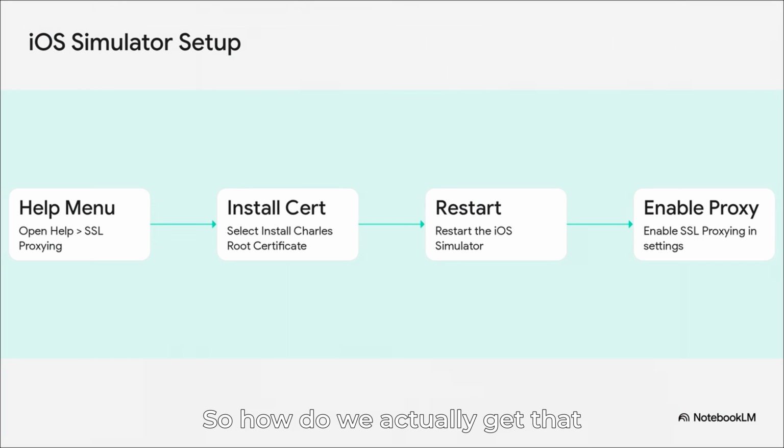So how do we actually get that sweet, decrypted view? Well, if you're working on an iOS simulator, it's honestly a breeze. You just pop open the Help menu, navigate down to SSL Proxying, and select Install Charles Root Certificate. Now, a quick heads up here, and this is absolutely crucial. You must quit and entirely restart your iOS simulator for it to actually pick up that new certificate. Once it reboots, just make sure SSL Proxying is enabled in your Charles settings and you are good to go.